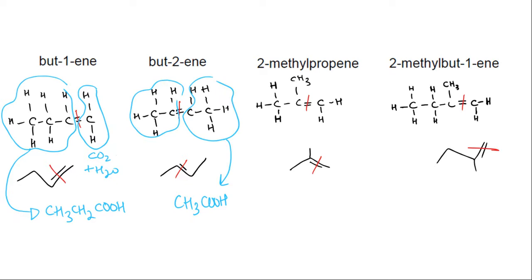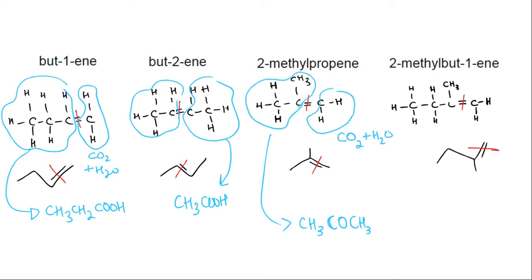So this is the case for but-2-ene. In this case, when this bond breaks, this carbon has a single hydrogen, this carbon has a single hydrogen, both of them will become carboxylic acid. All you need to do is attach an OH here and an OH here. Both of them give what we call ethanoic acid.